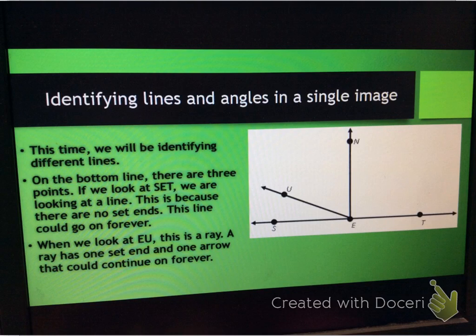When we look at EU, this is a ray. A ray has one set end and one arrow that could continue on forever. In addition, angle NET represents a right angle at 90 degrees. Even though there is no square, the 2 lines that form angle NET are perpendicular.